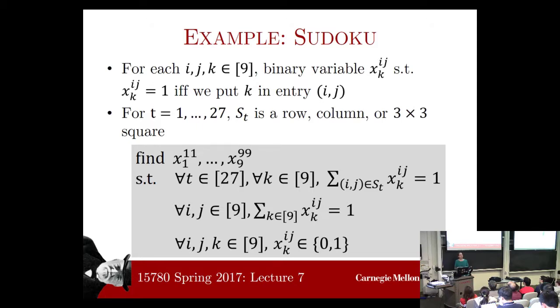Now, this is a surprising choice, I think, because one might think the most natural variables to use here would be just variables x^{ij} that can take values between 1 and 9, and then it would just have the value that I decide to put in the entry ij. But it turns out that with these binary variables, it's actually much easier to write this integer program. It's much more intuitive. So we'll have these binary variables, x^{ij}_k.